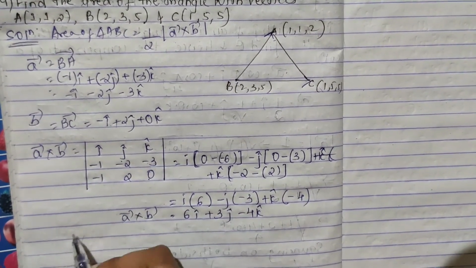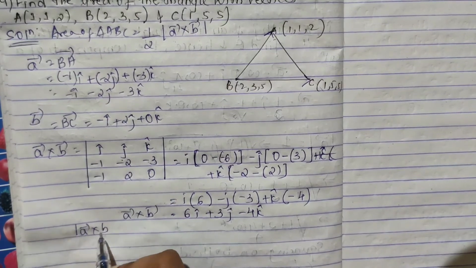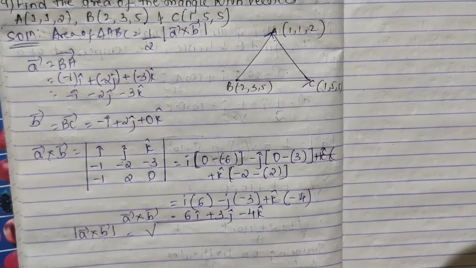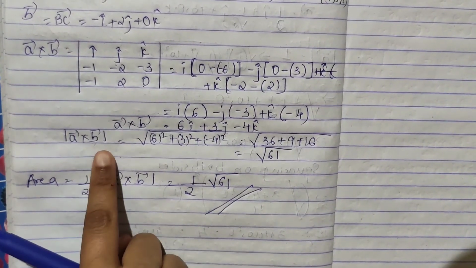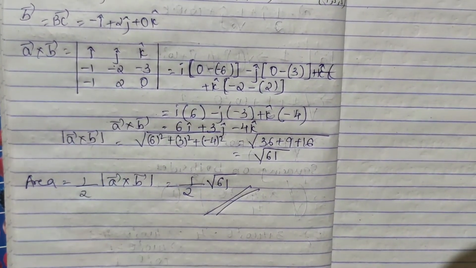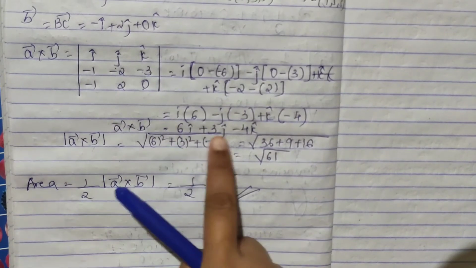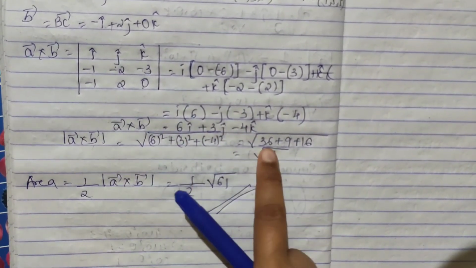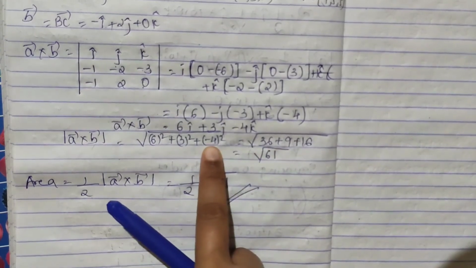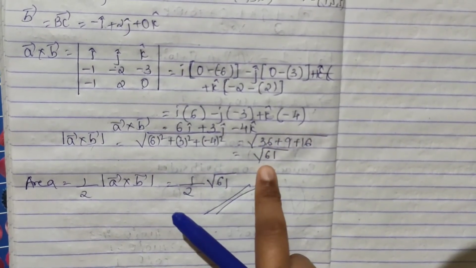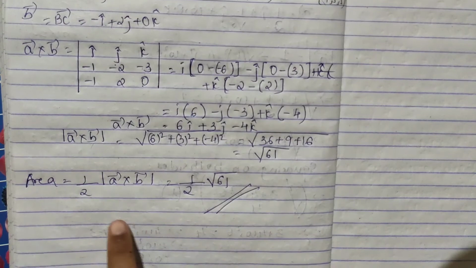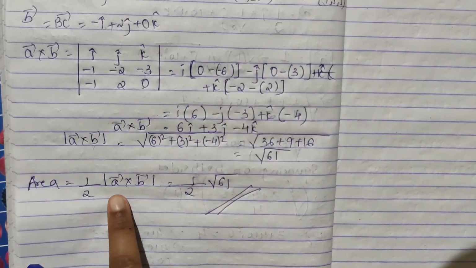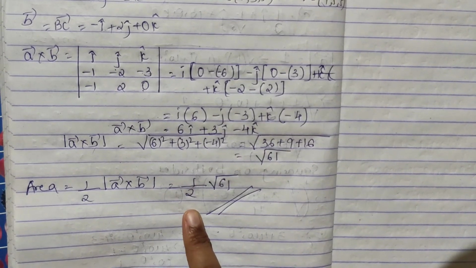We want the modulus of A cross B, which is the square root of the sum of squares. So you take the square root of 6 square plus 3 square plus minus 4 square. 6 square is 36, 3 square is 9, 4 square is 16. When you add, you get root 61. After that, finally substitute in your area formula, half modulus of vector A cross vector B. You will get half root 61.